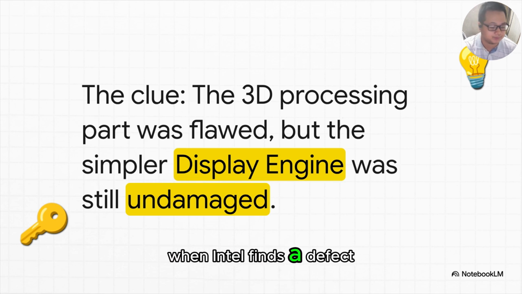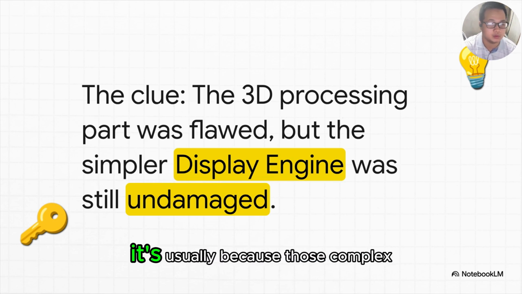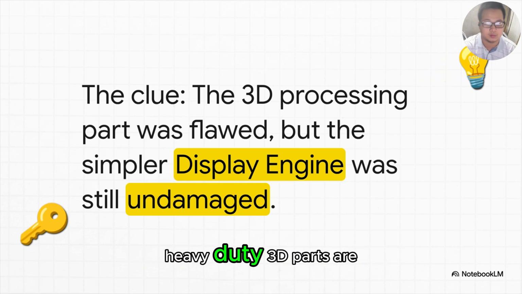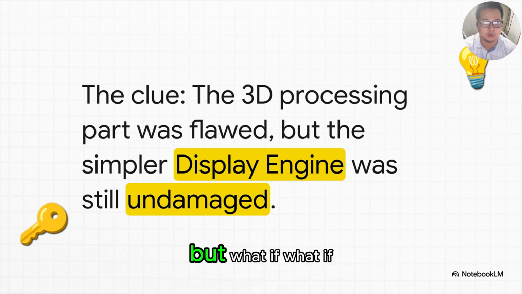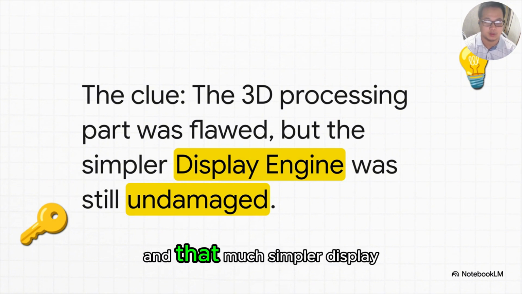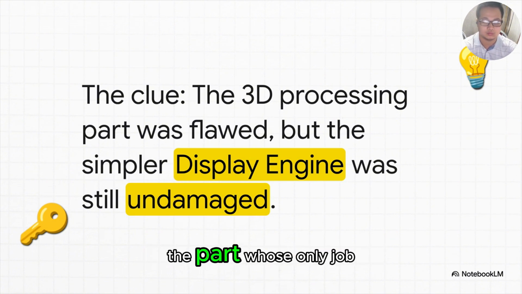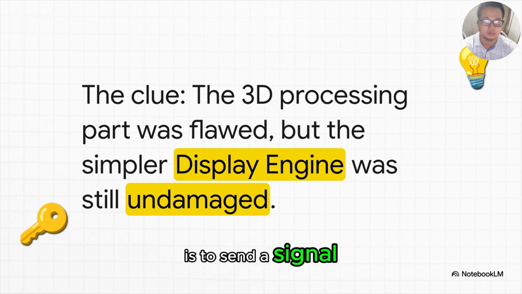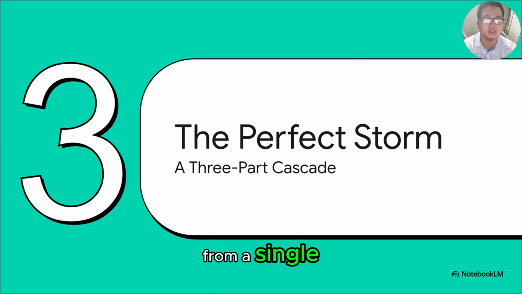When Intel finds a defect and disables the graphics, it's usually because those complex heavy-duty 3D parts are the problem. But what if the defect was only in those parts, and that much simpler display engine, the part whose only job is to send a signal, was still physically intact? This is where the story goes from a single weird event to an unbelievable chain of coincidences.